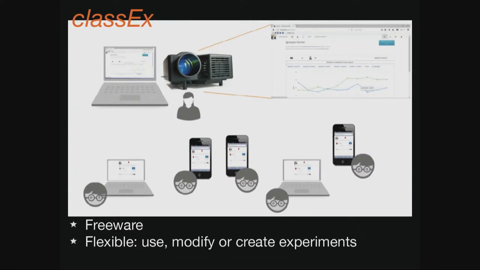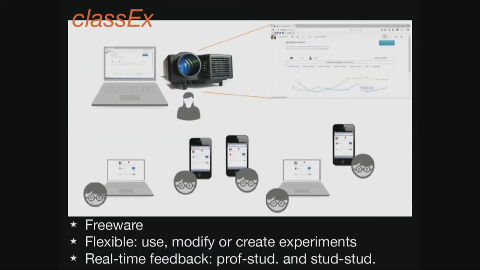That's all you need. Second, it's flexible. Flexible in the sense that you can use the experiments that are already there, and I'll show you the amount of experiments. I don't know all of them. So you can use the experiments that are there. You can modify existing experiments, of course, or you can create your own experiments from scratch, and everything is there. Of course, the more you move in this list, the more involved you have to get and the more you have to learn, right? But you could just use the experiments that are in Classics. And finally, it gives real feedback from the professor to the students and the students to the student. So, and I'll show you some of the examples.